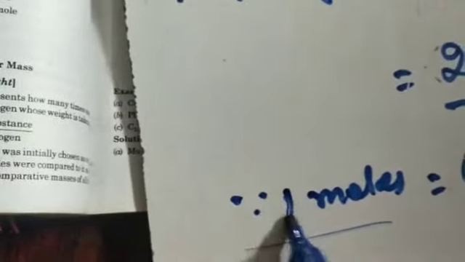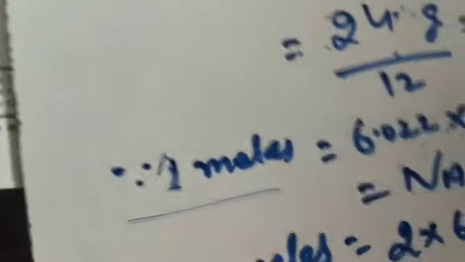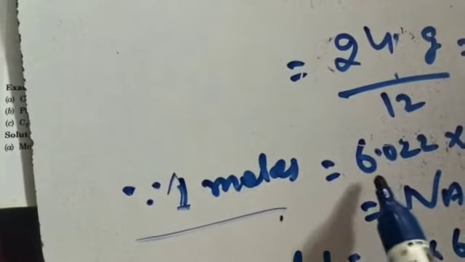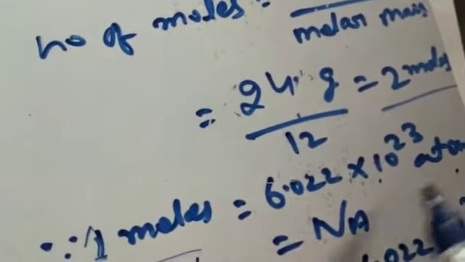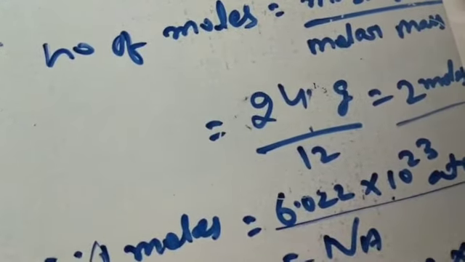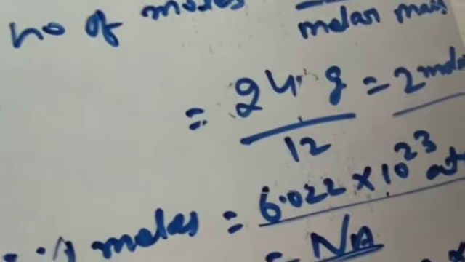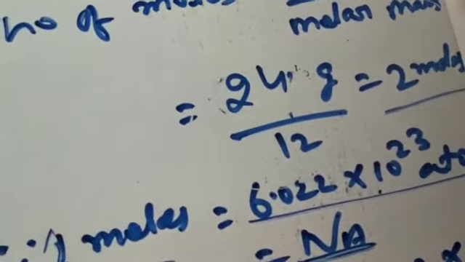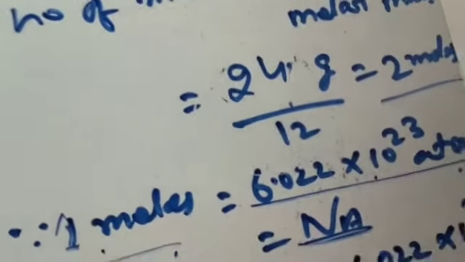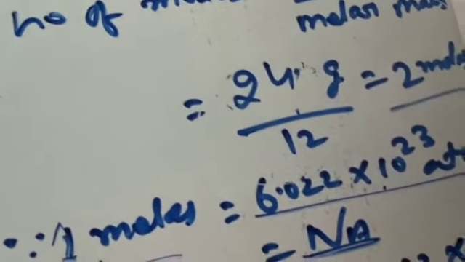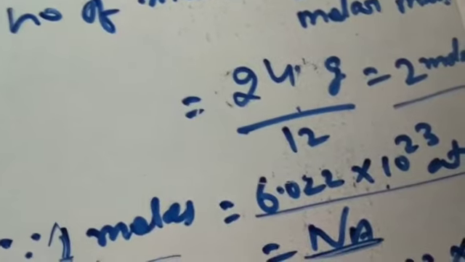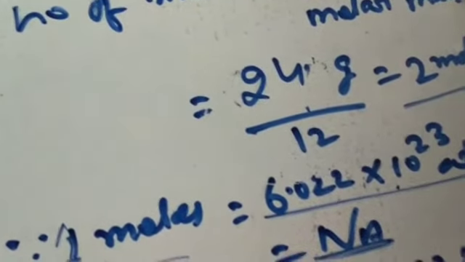Now, what is the meaning of 1 mole? 1 mole is equal to 6.022 into 10 to the power 23 atoms, which is equal to the Avogadro number. 1 mole value we already know: 1 mole is equal to 6.022 into 10 to the power 23 atoms, equal to the Avogadro number.